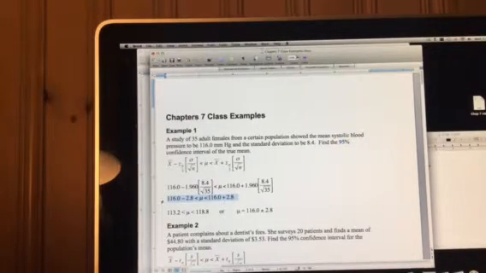Once you've reached this point, you now have two choices for how to finish the problem. You can either do the arithmetic, so take the 116 minus 2.8, get 113.2. Do the addition on the other side, 118.8, and this is one form of your final answer. 113.2 is less than mu is less than 118.8. Alternatively, you could express it as mu equals 116.0 plus or minus 2.8. Some people prefer the first one, some people prefer the second one. They are equivalent.